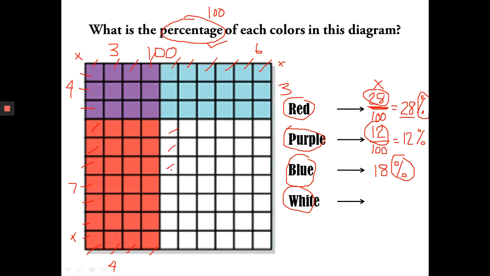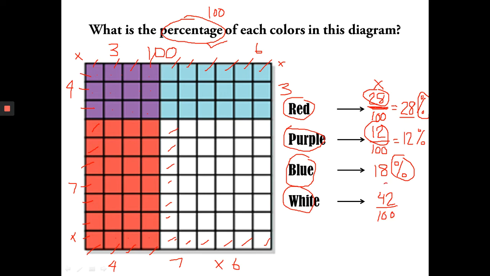1, 2, 3, 4, 5, 6, 7. 7 times 1, 2, 3, 4, 5, 6. So 7 times 6 is 42. Okay, the denominator is 100.